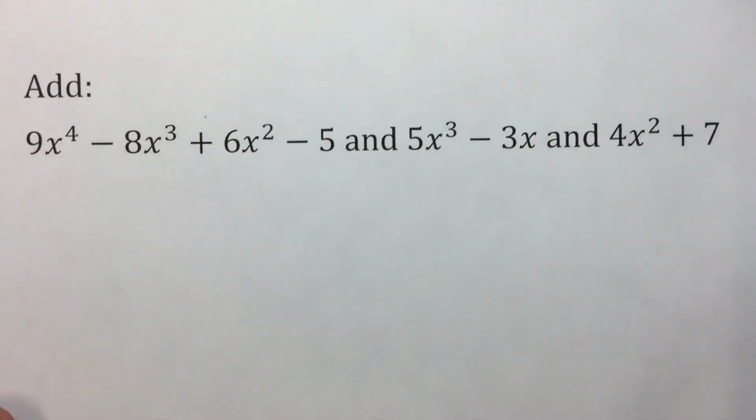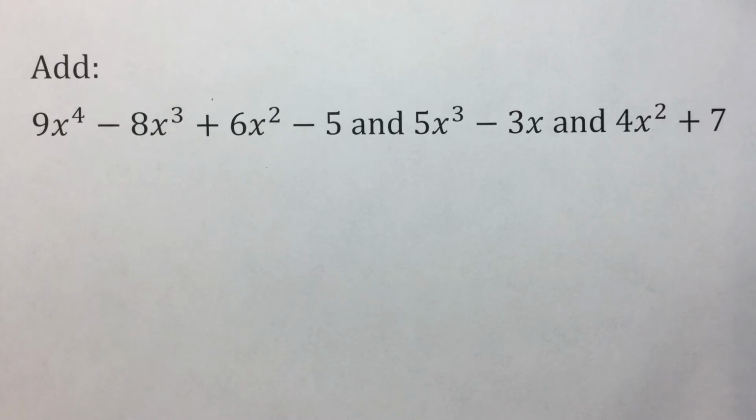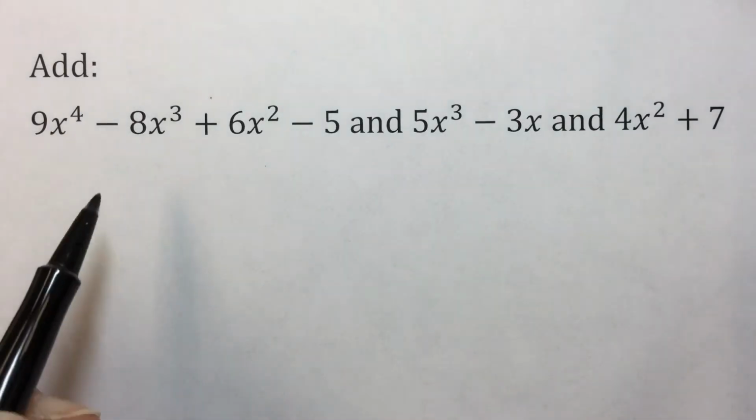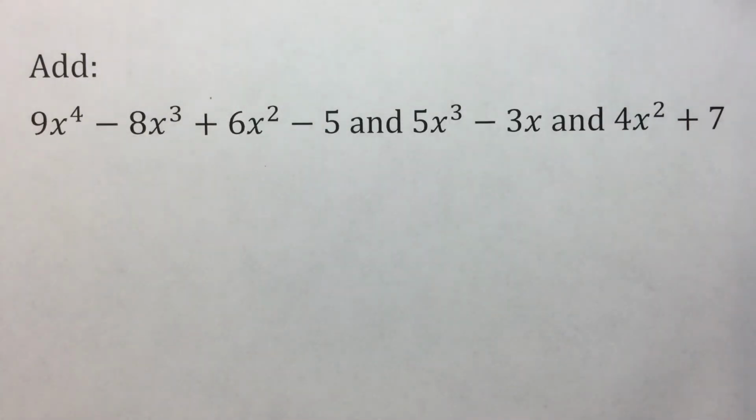To add using columns, we write the polynomials one under the other, listing like terms under one another and leaving space for any missing terms. And that's a good technique where this type of problem occurs. We're adding not only two polynomials, but we have a third polynomial. So let's take a look at a vertical addition or using columns.